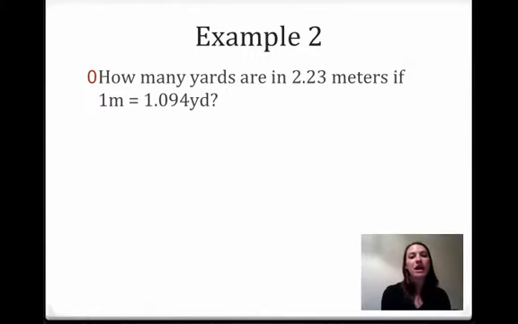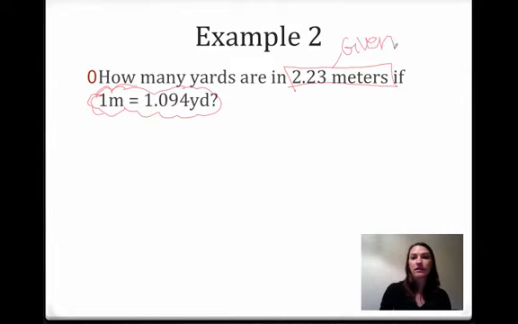Example 2. How many yards are in 2.23 meters if 1 meter is 1.094 yards? So I'm going between metric units to English units. This is confusing, but I've got a unit conversion. Do you guys see this unit conversion right here? This is my unit conversion, so that is helpful. And then right here, I've got my given. I'm going to label that given. You can circle it right on your worksheets. And then here, how many yards? I want to know how many yards.